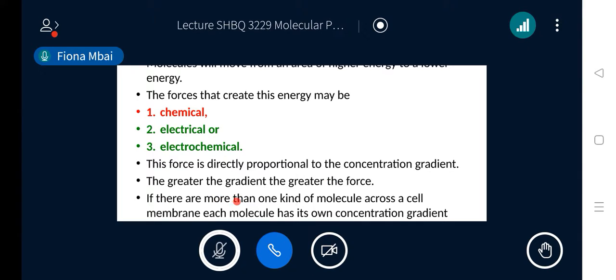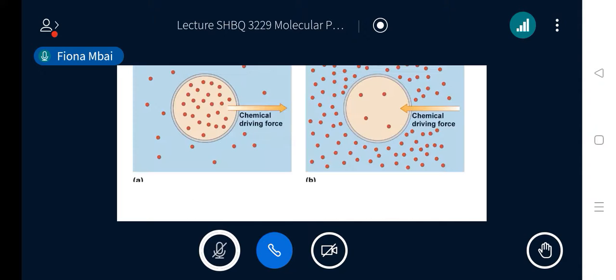If there are more than one kind of molecules across a cell membrane, then each of these molecules has its own concentration gradient. So sodium to sodium, potassium to potassium, calcium to calcium, chloride to chloride. So you don't mix and match. So it has its own concentration gradient or its own chemical driving force because they have different charges. So you have chloride which are negatively charged, you have sodium which is positively charged.